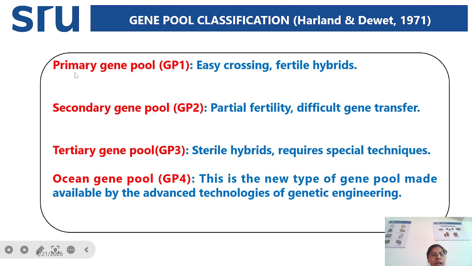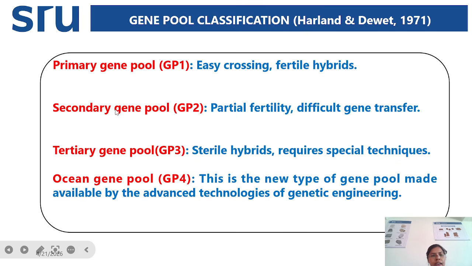Here, the first one is the primary gene pool. The primary gene pool is also called gene pool 1. In the primary gene pool, the hereditary material obtained will produce fertile hybrids on crossing. Generally, the primary gene pool forms a major component of the breeding program.